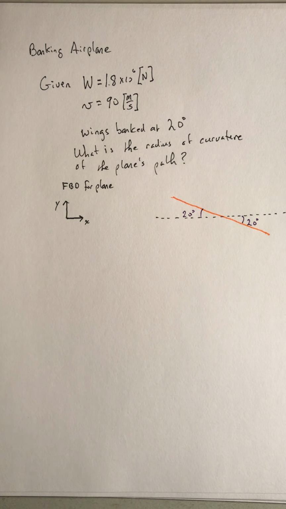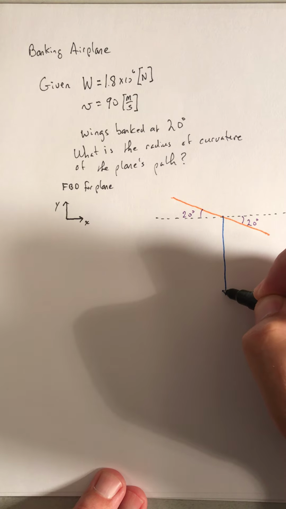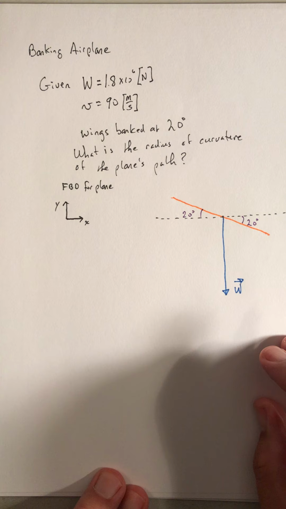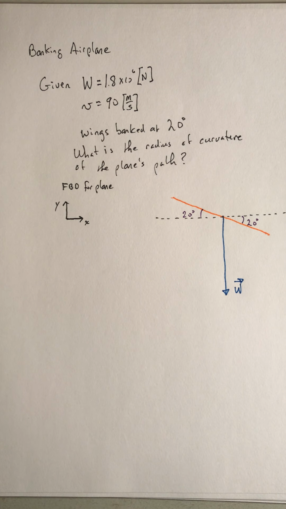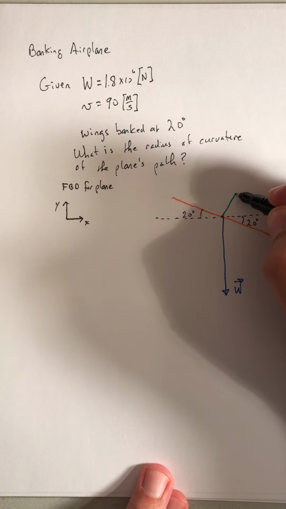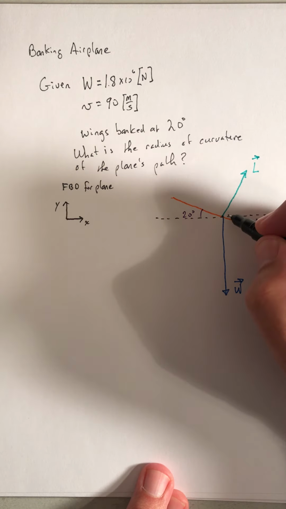The weight of the airplane is going to act straight down, so I put that vector in, acting from the center of mass of the airplane. And lift acts perpendicular to the wings. So there's the lift vector. So that's a right angle.